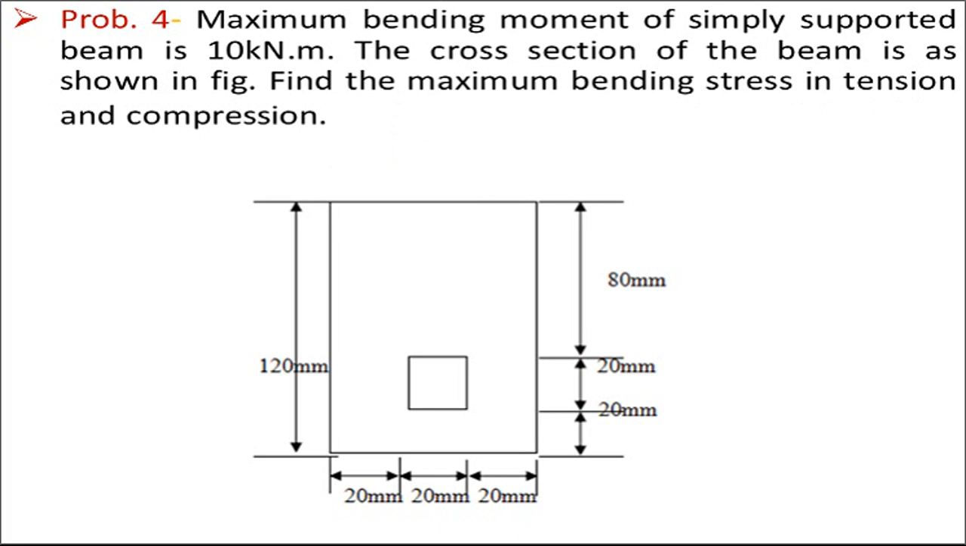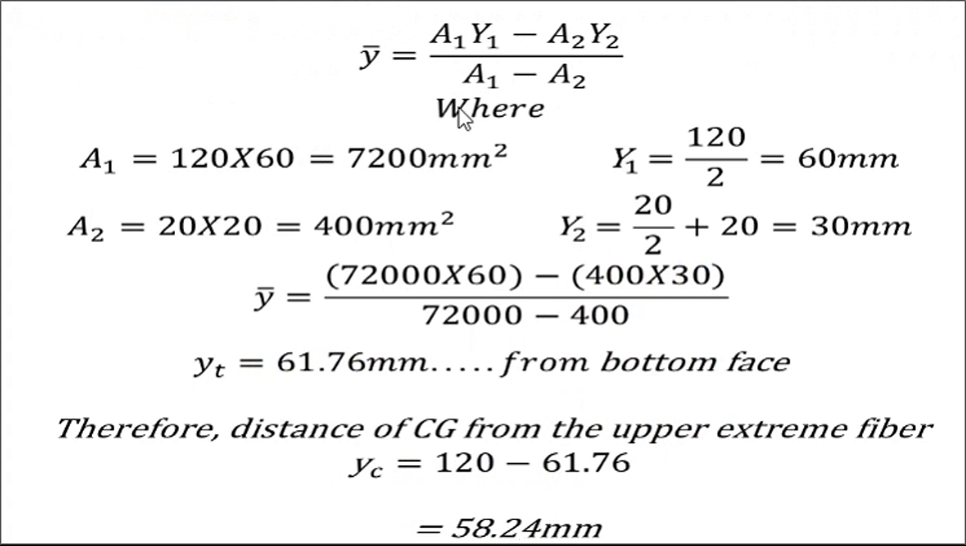Okay, so let us solve this problem. First of all, we need the position of the neutral axis. Whenever you solve any section, the first step is to locate the neutral axis, and that can be located by y bar, either from the bottom face or from the top face. So here the formula is y bar = (a1 y1 minus a2 y2) divided by (a1 minus a2). Why is this minus sign taken? Because a1 is the total area of that section, and a2 is subtracted because the small hole is there.